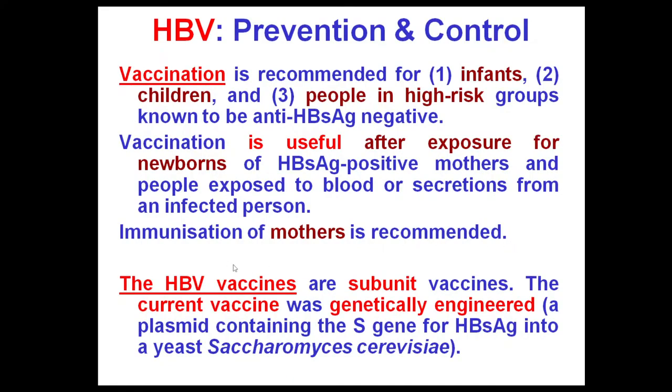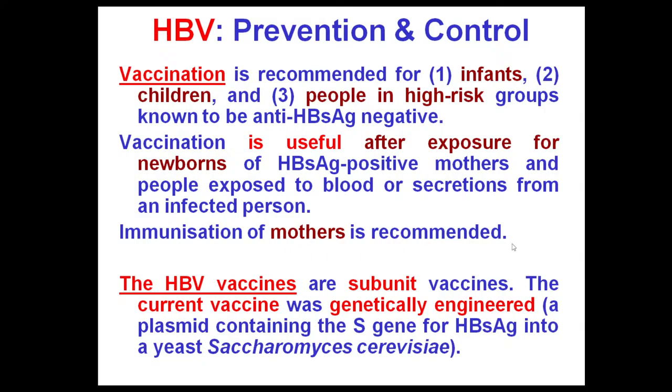Vaccination in all countries worldwide is recommended for all infants, very small babies. This is one of the very first injections or vaccinations within the baby's life. Then for older people, it is recommended for people in high-risk groups known to be anti-HBs antigen negative. Vaccination is useful after exposure for newborns of hepatitis B surface antigen positive mothers and people exposed to blood or secretion from infected persons. Immunization of mothers is also recommended.